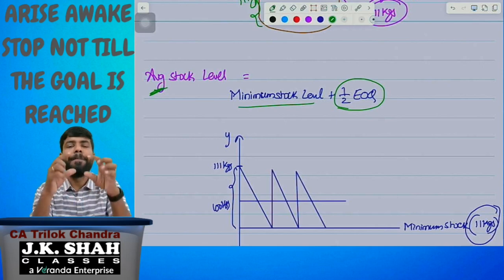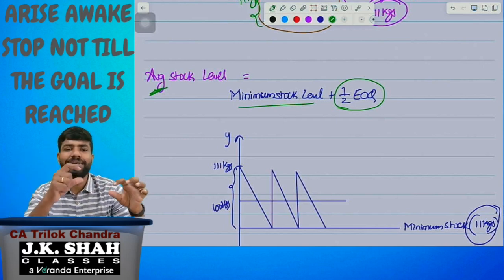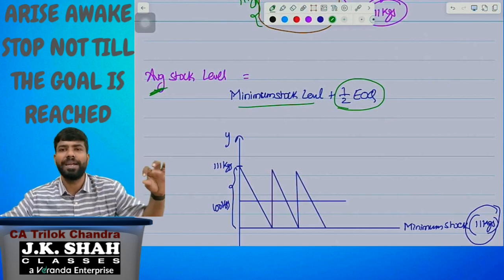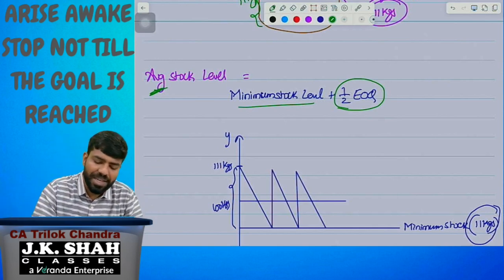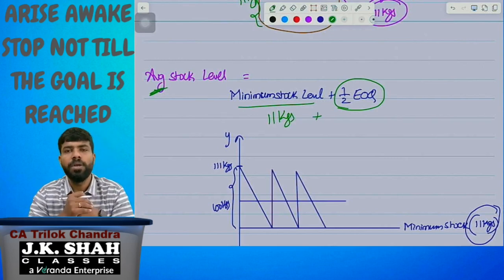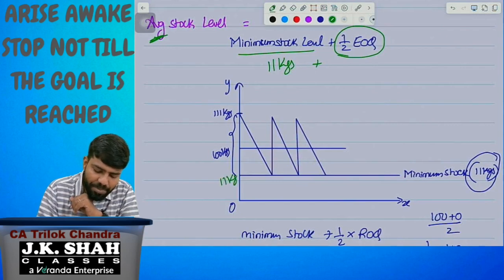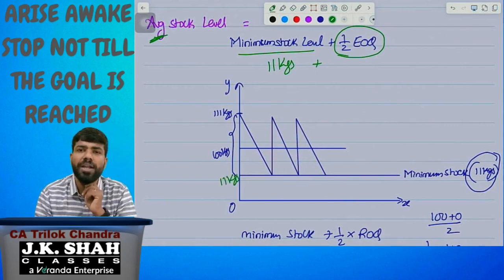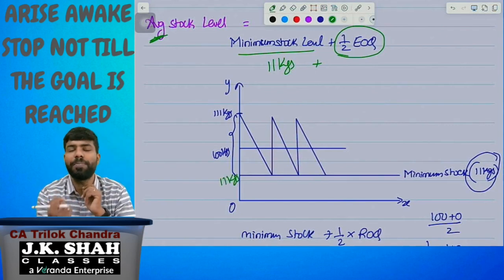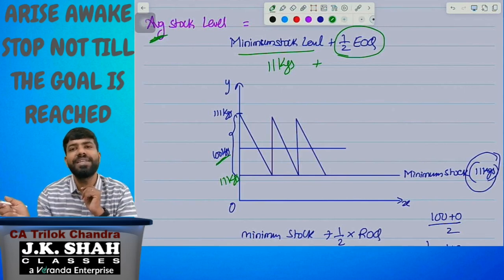Please understand, the minimum stock level will be there throughout the period. That 11 kgs will be there in the storeroom throughout the period. So I am taking the minimum stock level of 11 kgs, plus what is going to fluctuate. When I place the new order and receive the goods, how many goods are we going to receive? 100 kgs. Already stock with the company is 11 kgs. 100 plus 11, 111 kgs.